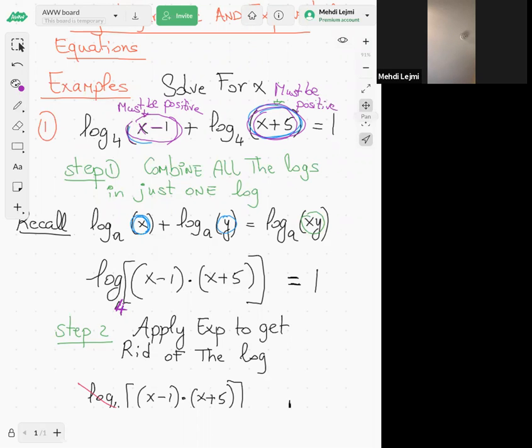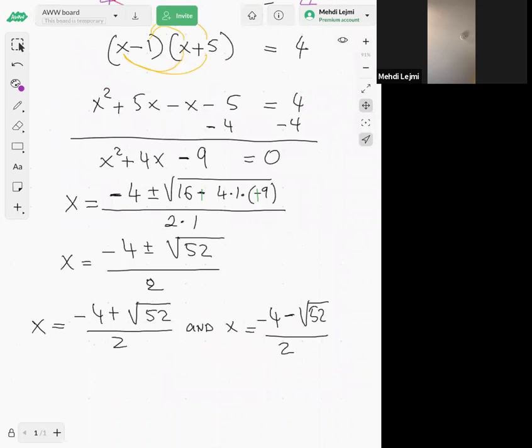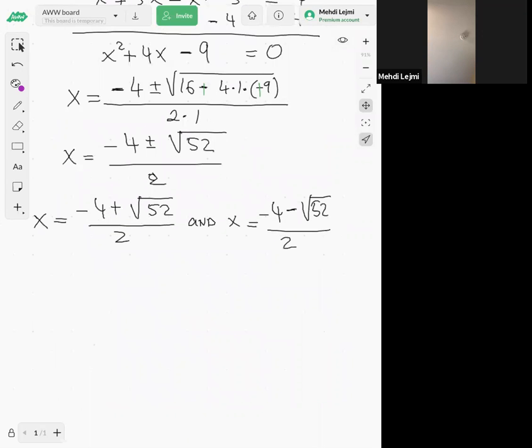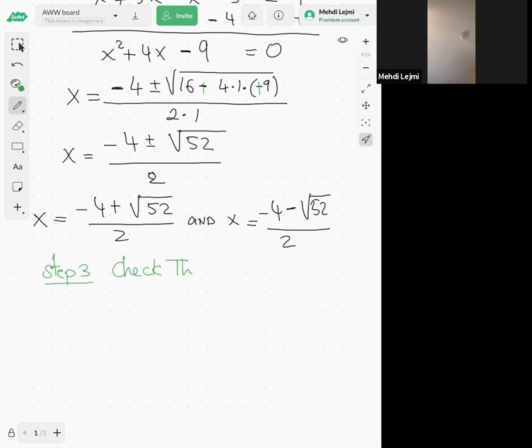Okay, so actually there are two conditions to check. I need my x minus 1 and my x plus 5 to be positive, right? So here I have these two possible solutions. So in this last step, step number 3, we have to check the conditions on x. What we are saying is that x minus 1 and x plus 5 must be positive.